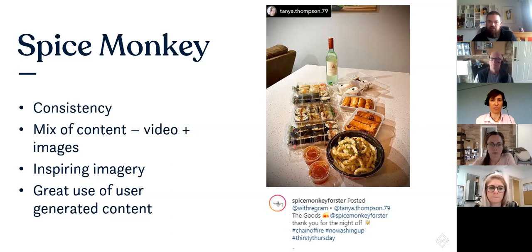And they have great use of user-generated content, even when they're open as well, because people love taking photos of their food. And they do some pretty good looking stuff as well.